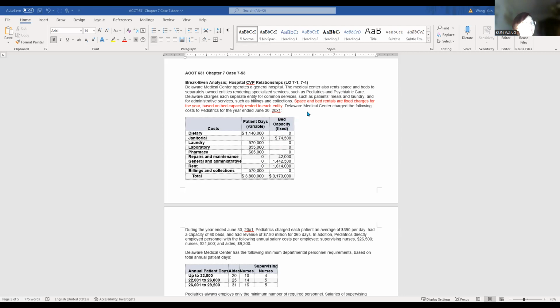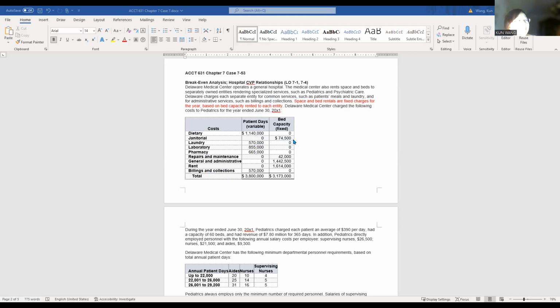So they give us some background information, and I believe the hospital charges variable expenses like for the food, the meals. Janitorial is a fixed charge, but the laundry, lab services, pharmacy, and even billing and collections. If you delegate your billing and the collection of the bills to the general hospital, they charge it as variable expenses per patient day, so per patient per day.